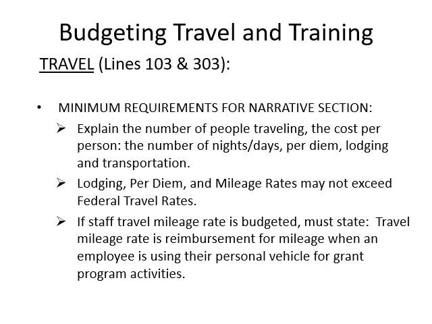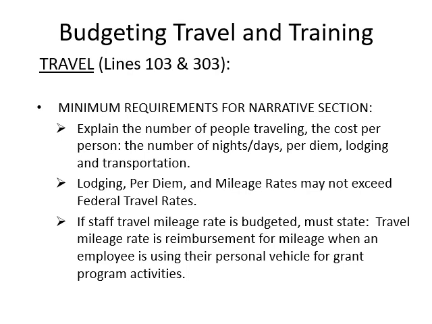The minimum requirements for the narrative section of the travel budget are that you need to explain the number of people traveling, the cost per person, the number of nights or days, the per diem, and the lodging and the transportation costs. The lodging, the per diem, and mileage rates may not exceed the federal travel rates, so please ensure that they don't. If you do utilize rates that are higher than the federal travel rates, the excess amount could be a disallowed cost.